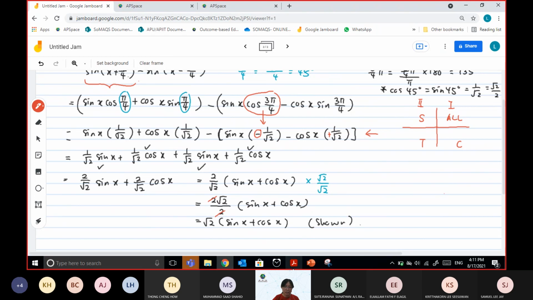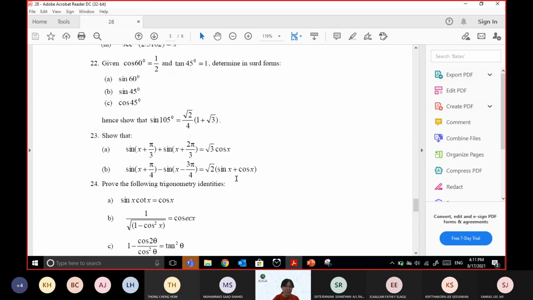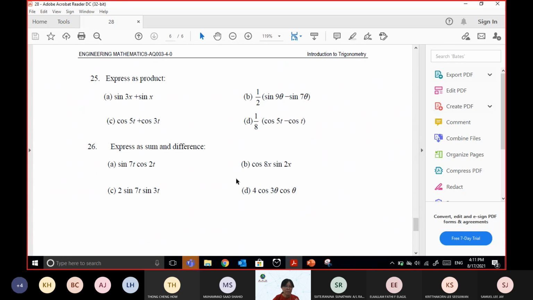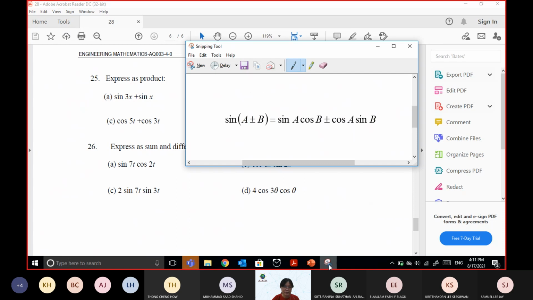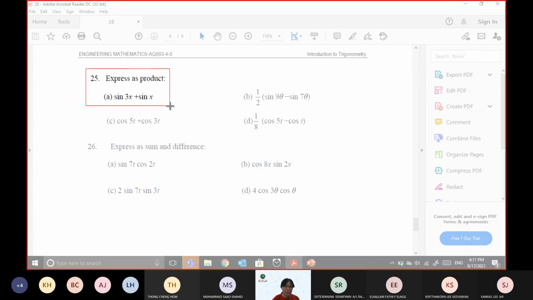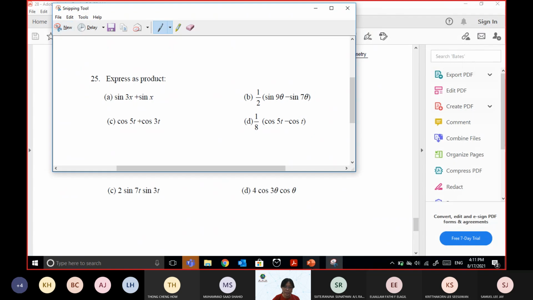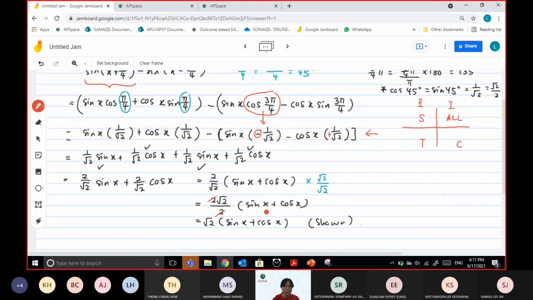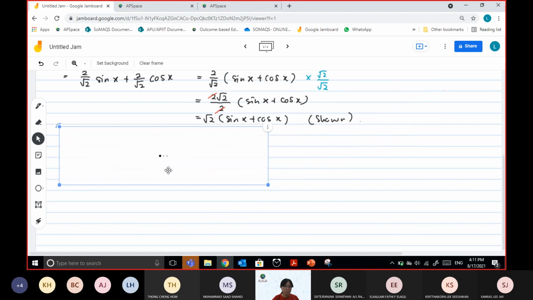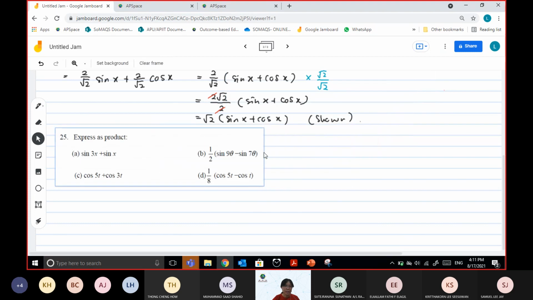Okay, now let's move on. We have done 22, 23. Now come to 25, 26. 25, 26 is slightly easier. So, let's look at this one. This part I may want you to contribute your solution. Express it as a product. We learned this from the slide.